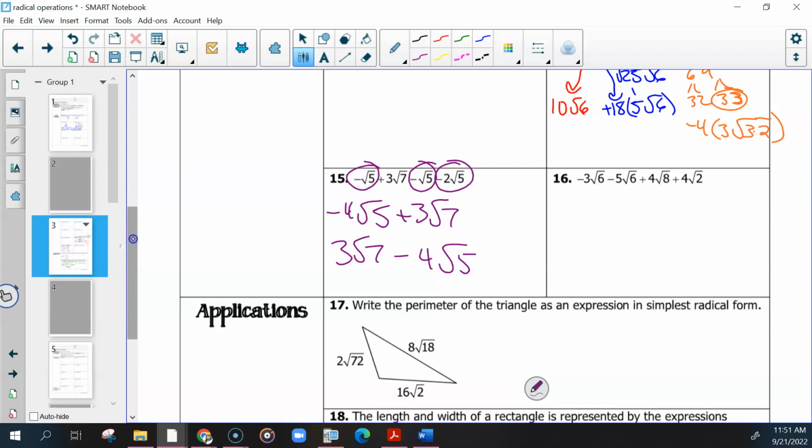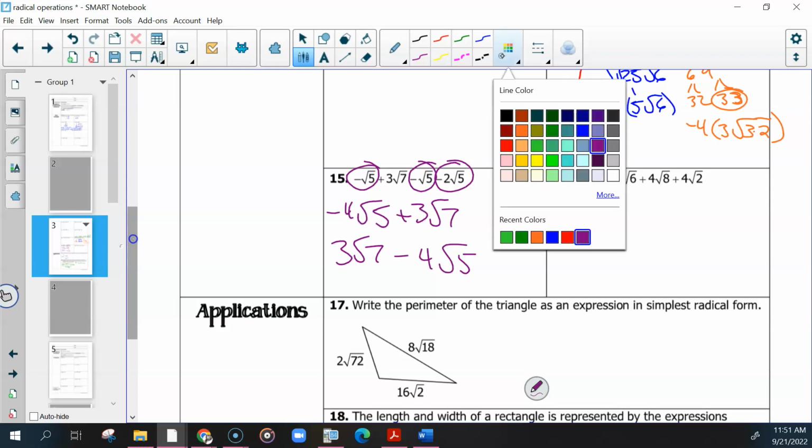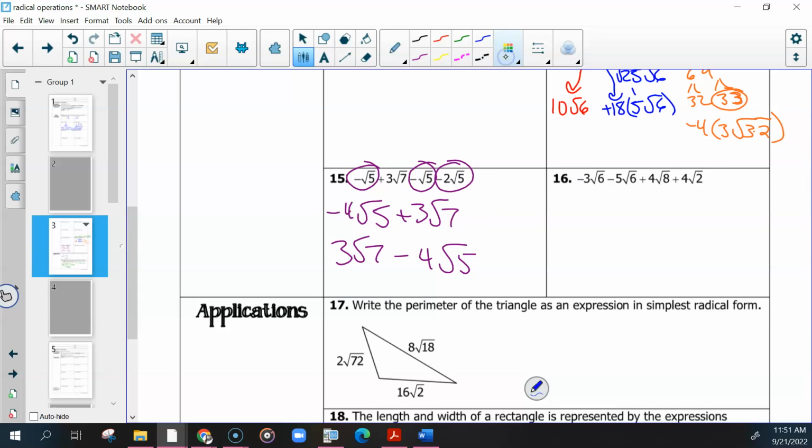Questions about that one? Or other questions, 5 through 18? We did 1 through 4. Here. So Josephine, 16. Of these numbers, which ones can we simplify?